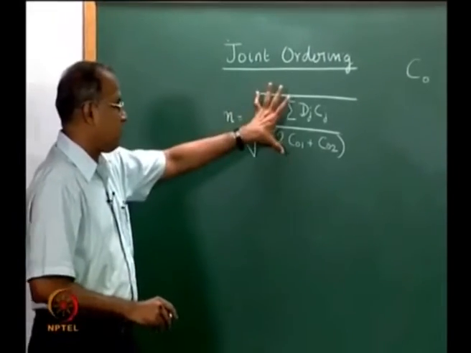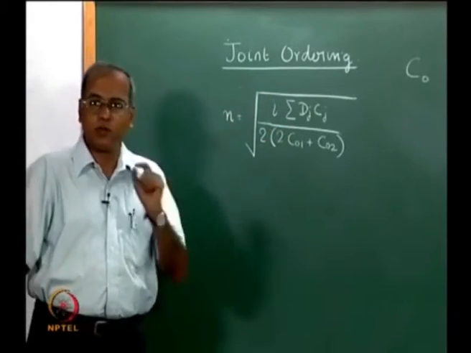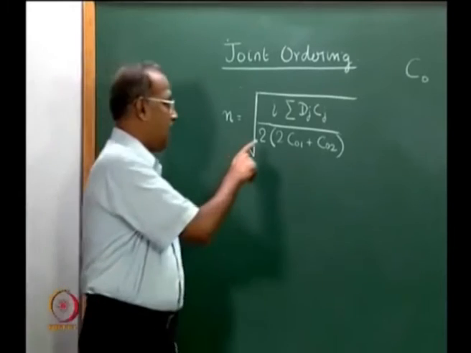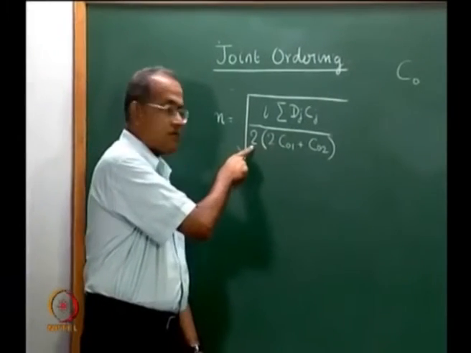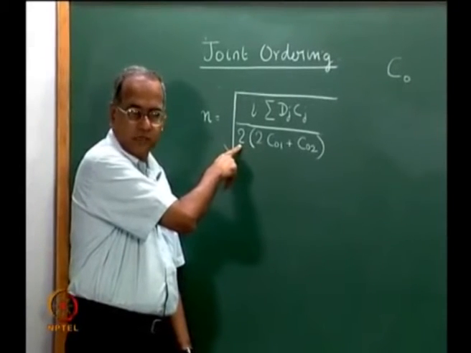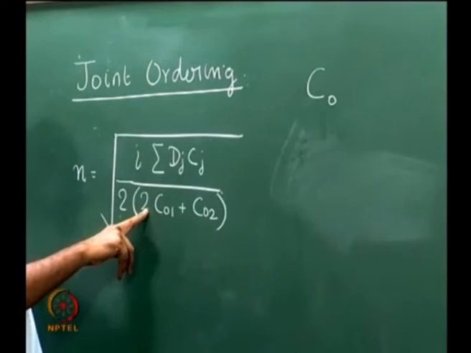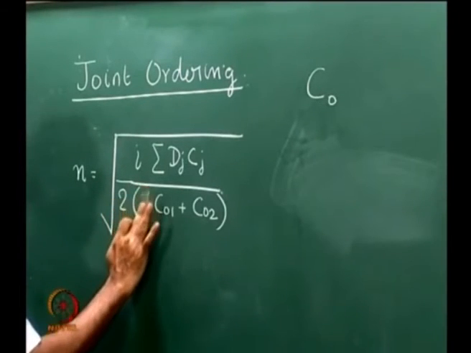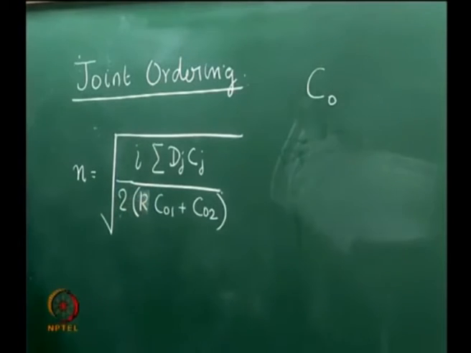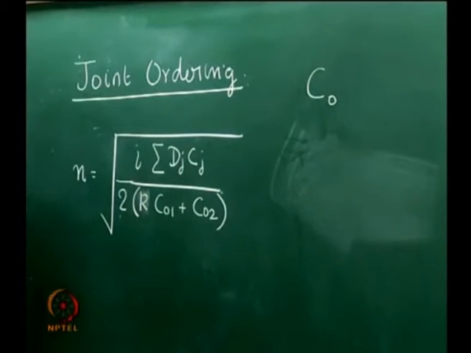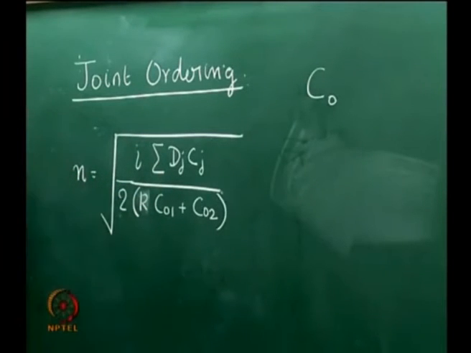Now, this particular formula that we derived in the earlier lecture was for two items, therefore we had 2 times C01 here. This 2 comes from the average inventory, therefore this 2 remains, but in general, if the number of items is k, then this can be rewritten as k times C01 plus C02. Now, we take a numerical example to show the effect of this joint ordering.